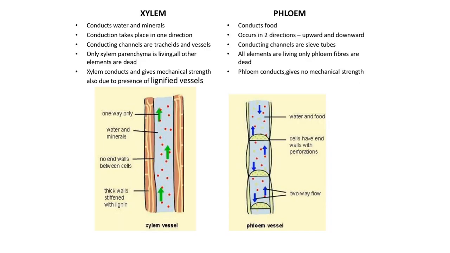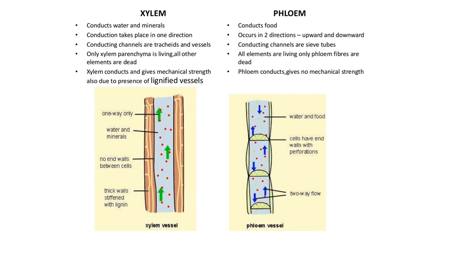Now before concluding, let's compare xylem and phloem. Xylem conducts water and minerals, phloem conducts food. In xylem, conduction takes place in one direction, or we can say the transport of material is unidirectional. On the other hand, in phloem it is bidirectional, or it occurs in both directions, that is upward as well as downward, as shown in the diagrams also.